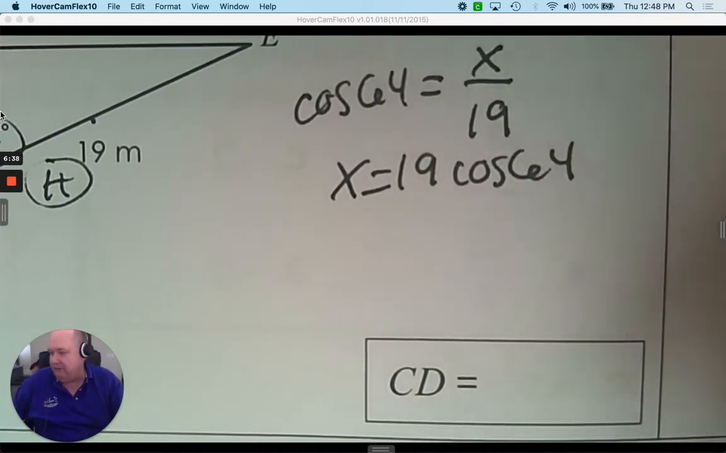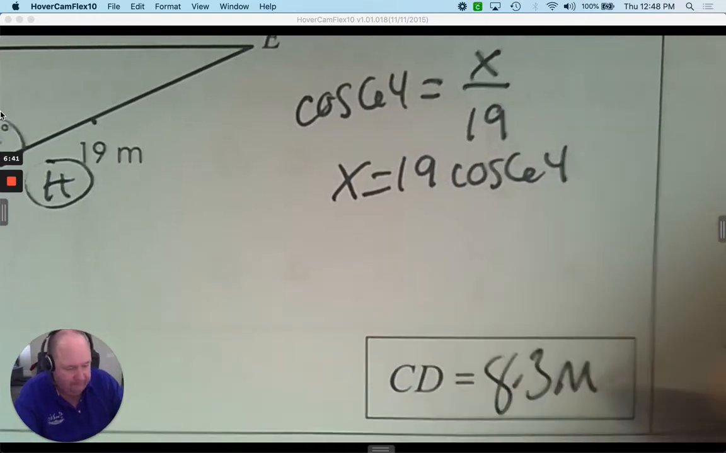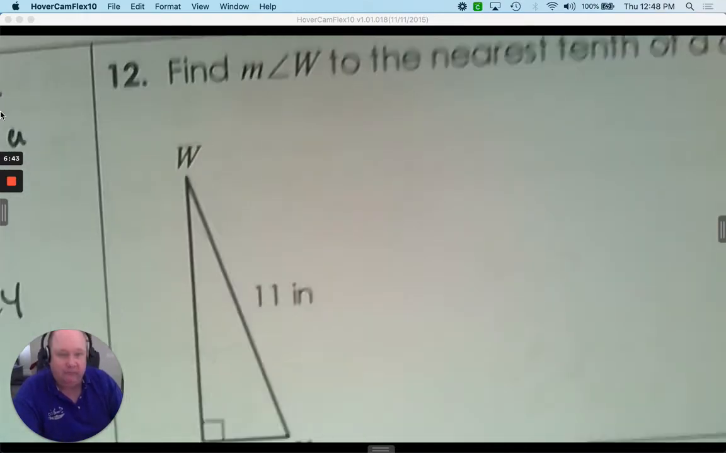And the correct answer is 8.3 meters. For number 12, find angle W.